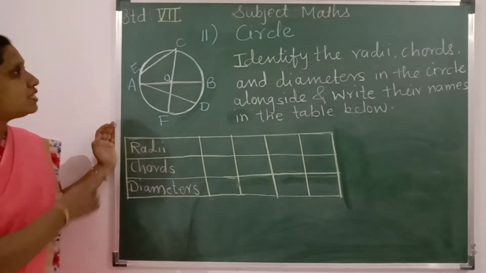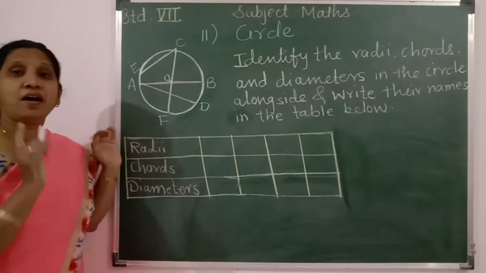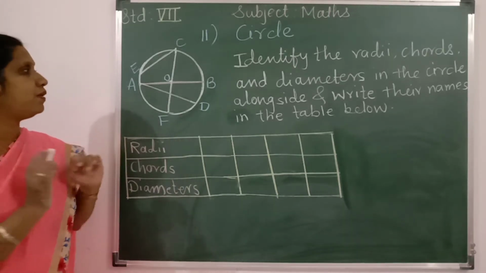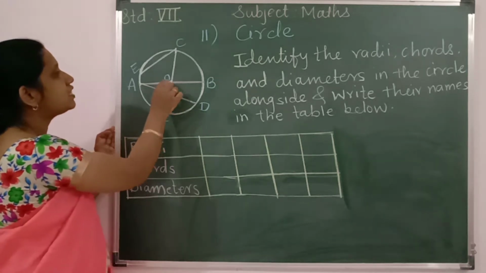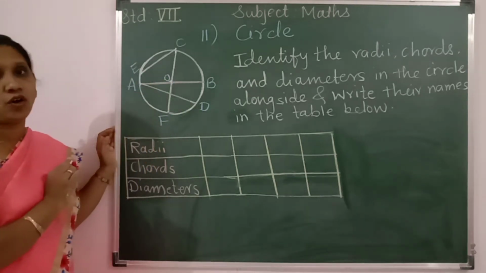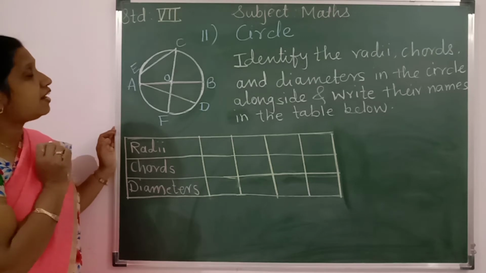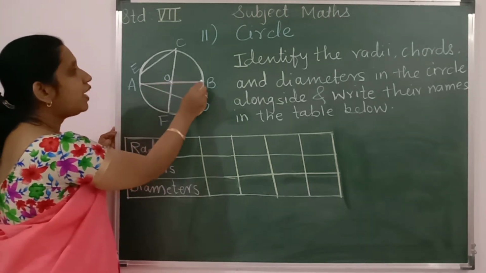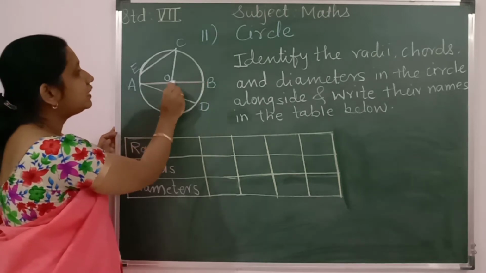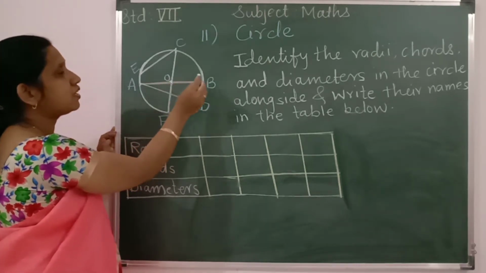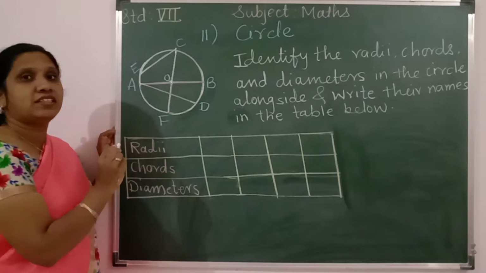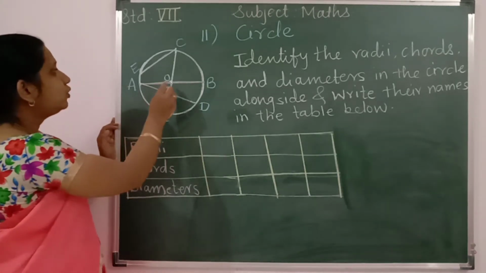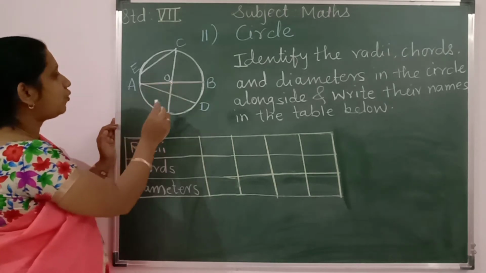Alright? See here. Children, first of all understand what is radius, what is diameter. This O is the center of the circle. Now what is radius then? From the center of a circle to any point on the circle, the distance between the center of a circle and any point on a circle is known as its radius. So here, how many radii we have got?